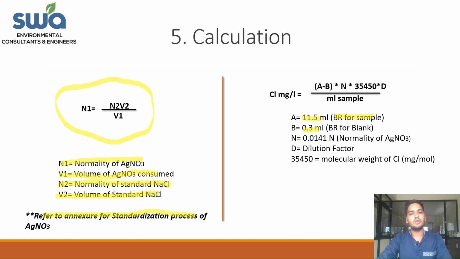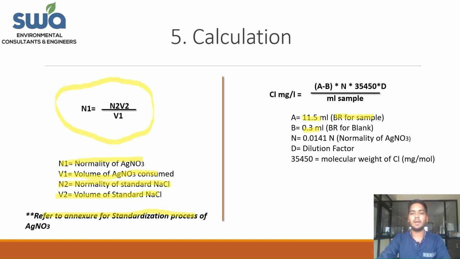If your distilled water has a higher amount of chloride, like if the burette reading is higher than 0.3 or 0.4, that means the distilled water has more chloride. In that case, do not use such distilled water in the analysis, preparing reagent or dilution, anything. So that is the basic reason for titrating the blank and taking the reading.